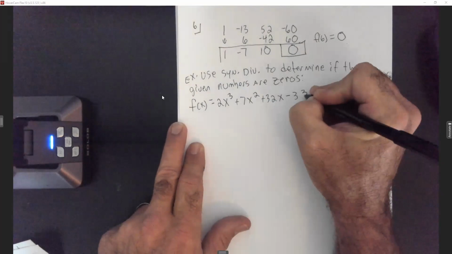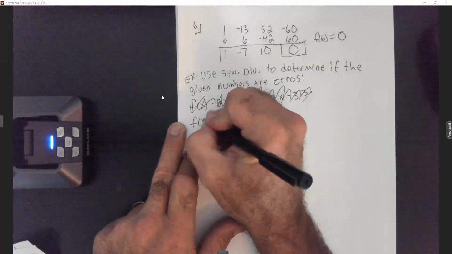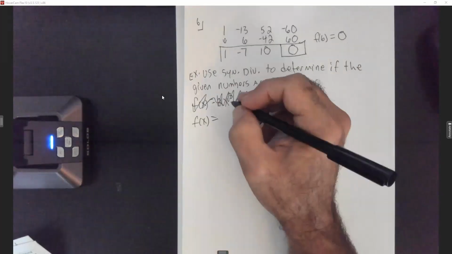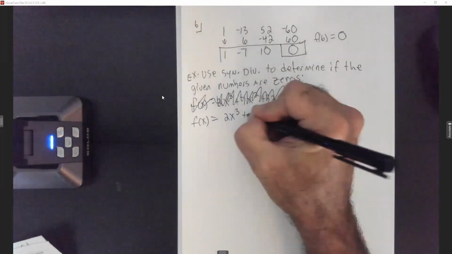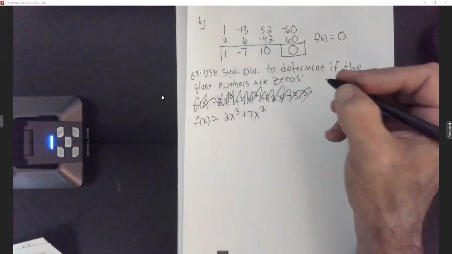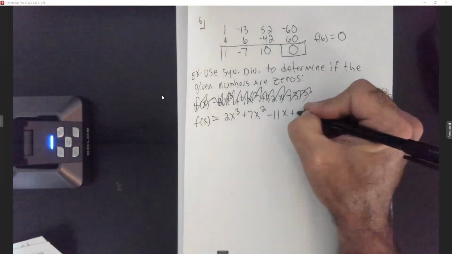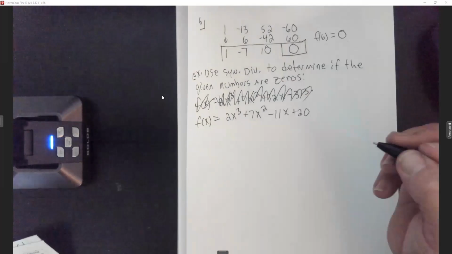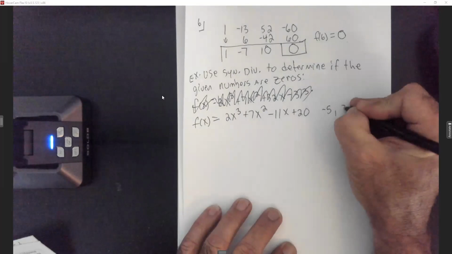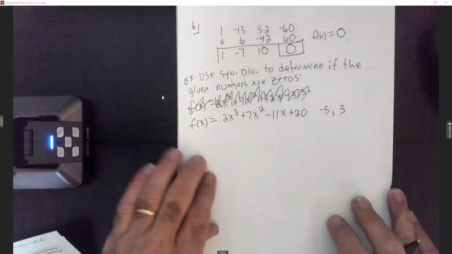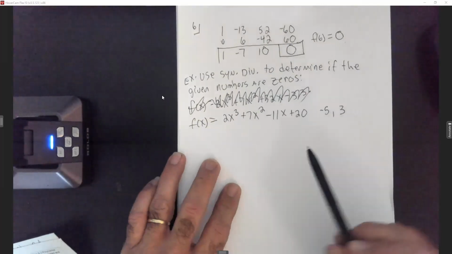Oh no, y'all erase that. I wrote the wrong problem. Oh, my bad. All right, we want f of x equals 2x to the third plus 7x squared. So I started out right, but then I messed it up at this point. I needed a negative 11x plus 20. Now the numbers they want me to check are negative 5 and 3. Now, when you do this on the homework, put your answers in the same order they're giving you the numbers. So you're either going to get a yes or no on these, okay?